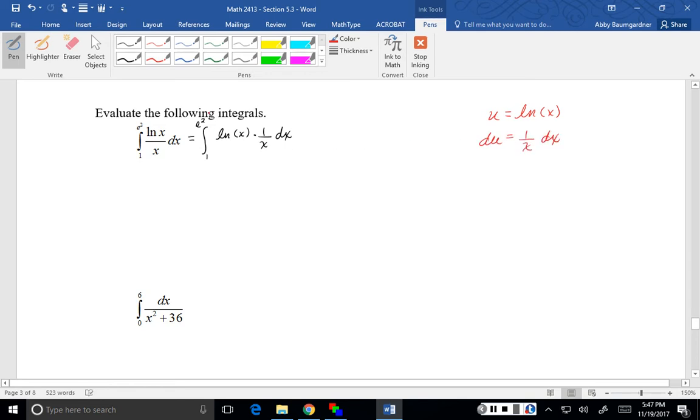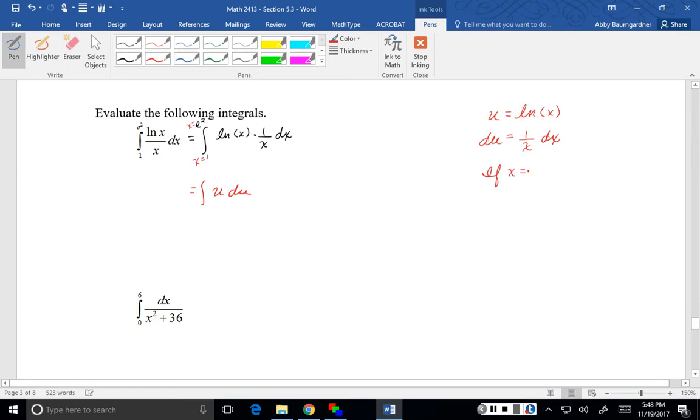And then we come back and we change our bounds. These bounds right here are x's right now. If I change my integral to have u's in it, I can't leave my bounds as x's. I will see students do this all the time. It is wrong. You can't do that. If you change this to u's, then your bounds have to change also.